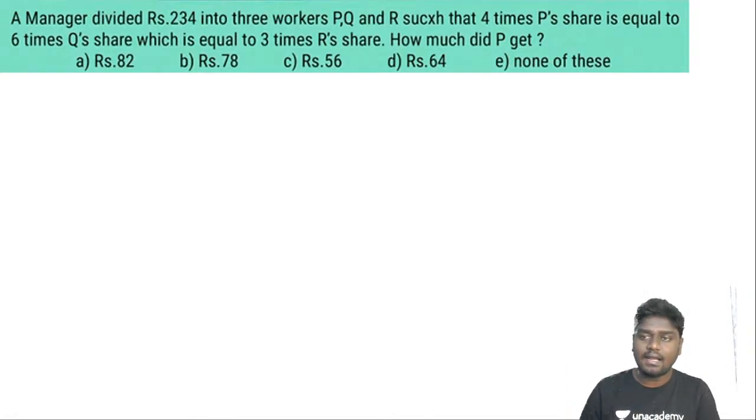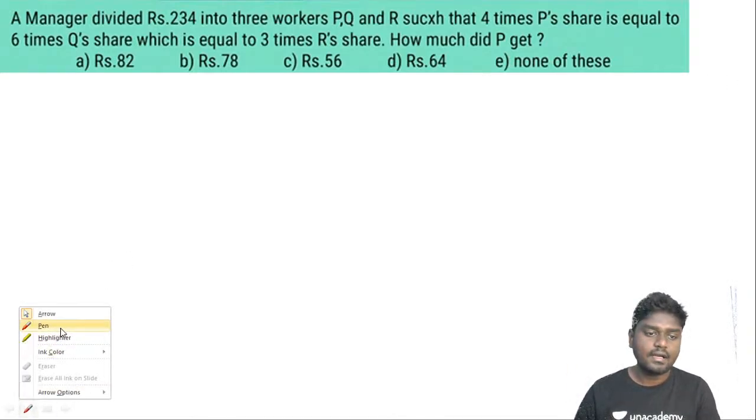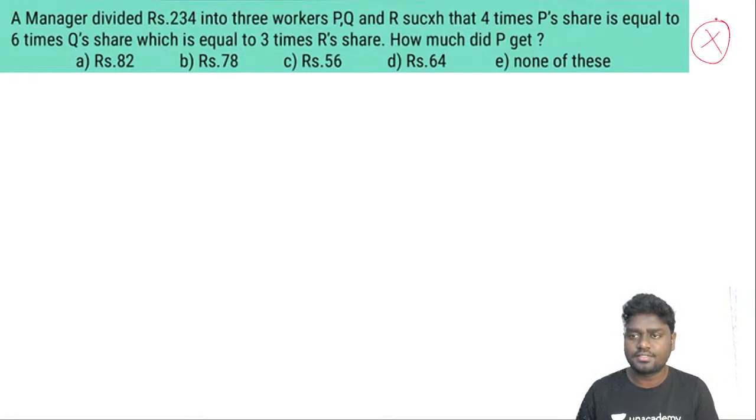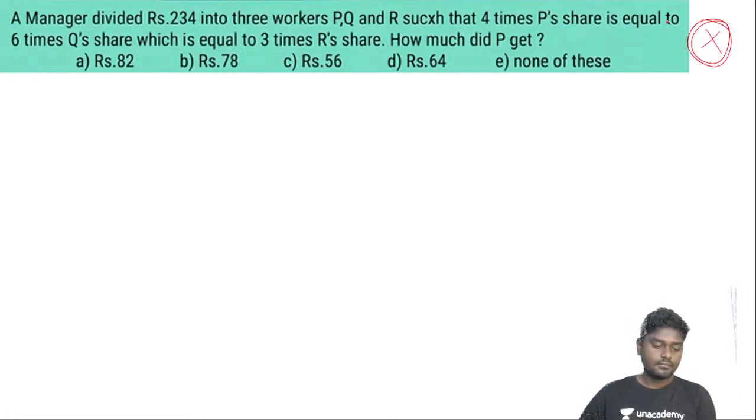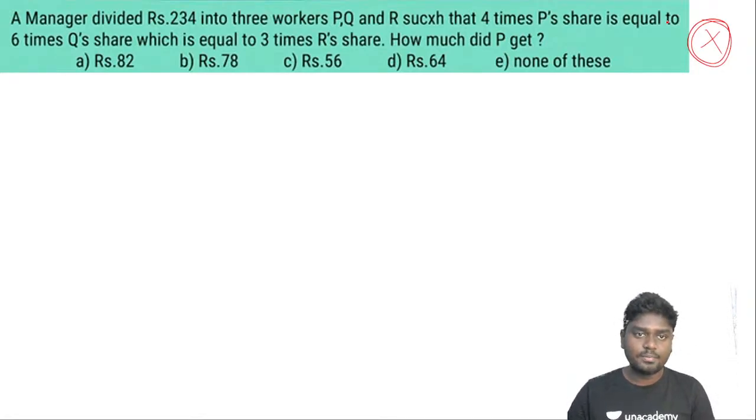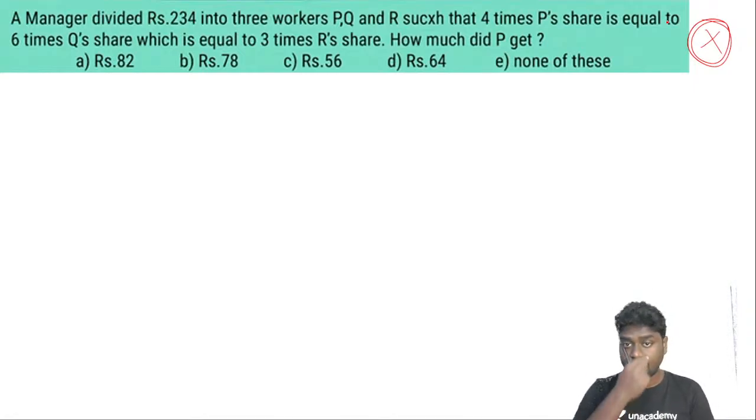Try to do this again. An interesting question, but a slightly different concept from the previous one. A manager divided rupees 234 among 3 workers. You have P, Q, and R such that 4 times P's share is equal to 6 times Q's share, which is equal to 3 times R's share. You've been given a statement which tries to relate the shares of P, Q, and R.